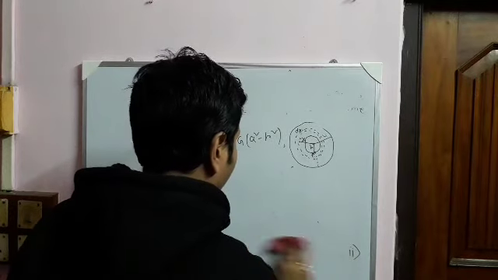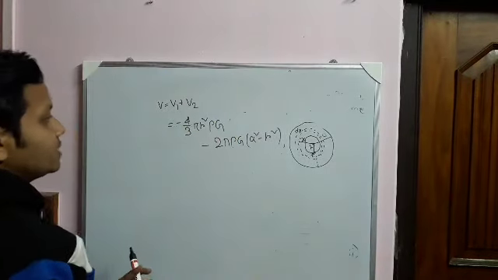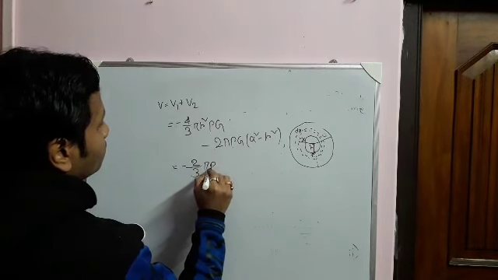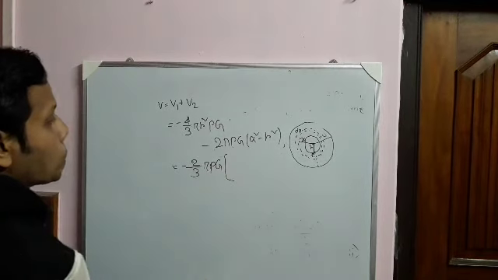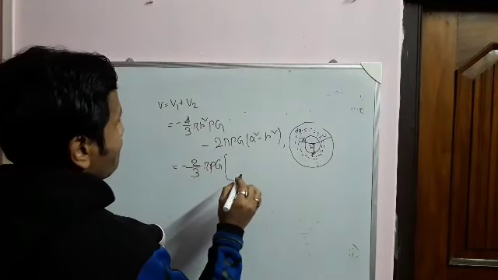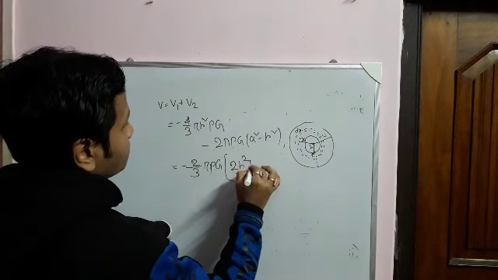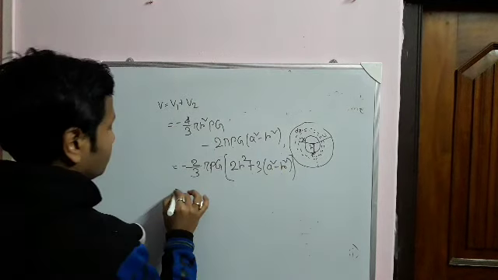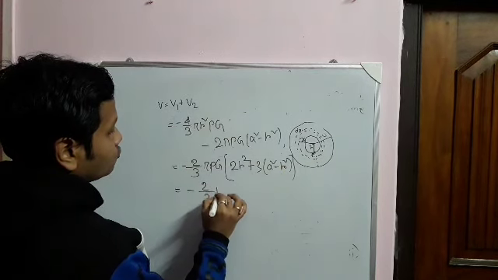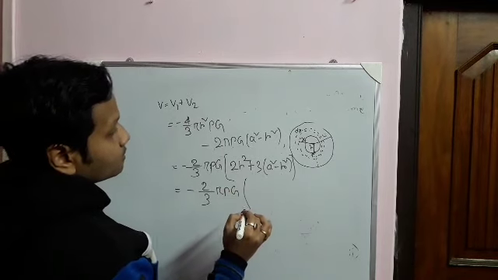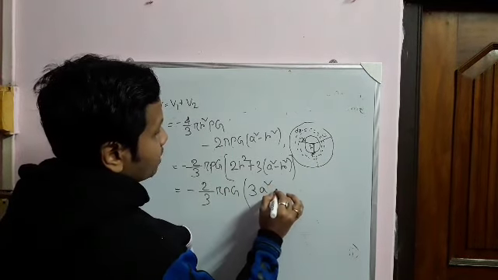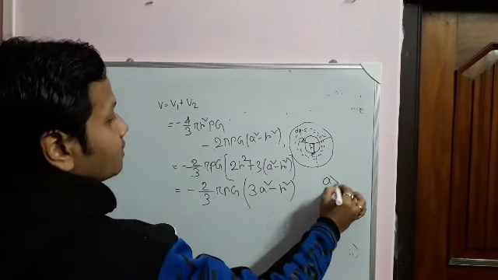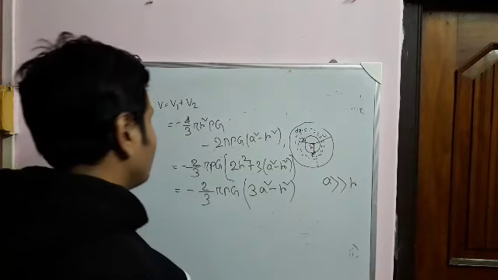Simplify this. Now if we take minus 2/3 pi rho g common, then what will be the result? We get 2r square plus 3 into a square minus r square. So the result will be minus 2/3 pi rho g into 3a square minus r square. Since a is greater than r, we write this term as in the first.